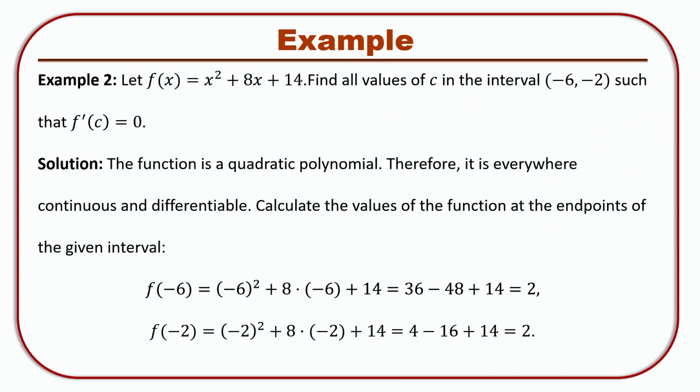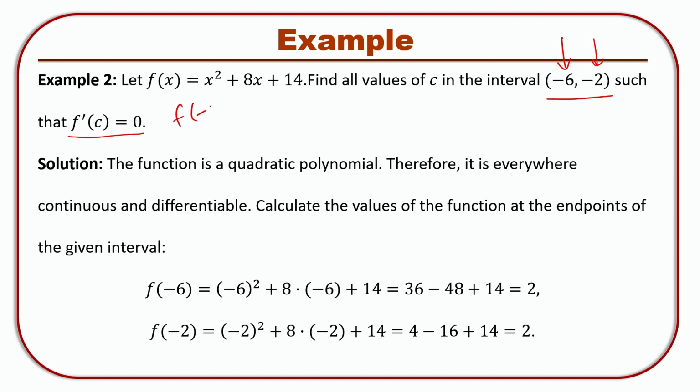Let f(x) equal x square plus 8x plus 14. Find all values of C in the interval [-6, -2] such that f'(C) is equal to 0. So, now we have to prove for -6 and -2 that there must exist some point C in that interval where the derivative at that point is going to be 0, right? Since the function is given, I have to firstly check the value at the endpoints.